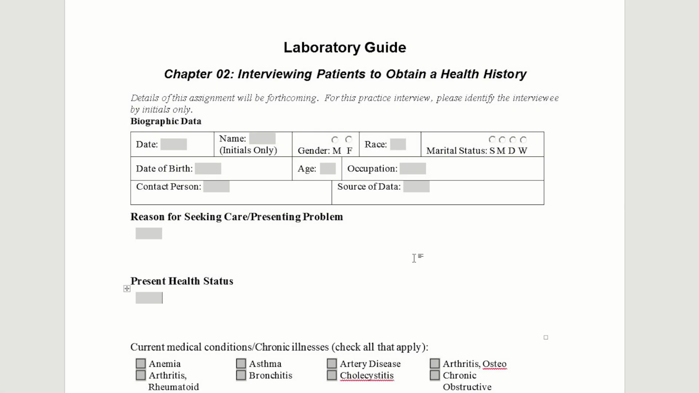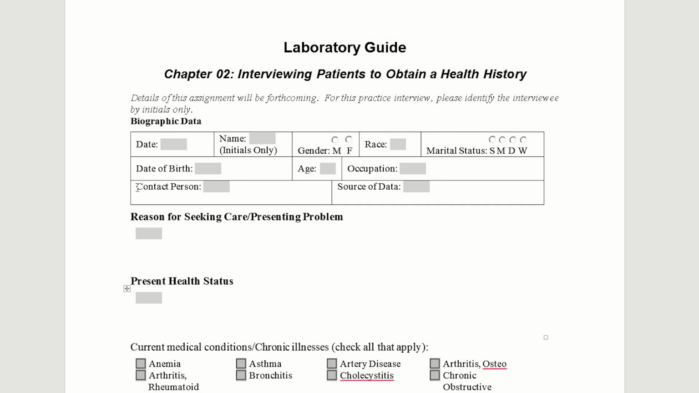So let's go over this assignment, that is obtaining a health history from your patient. This will be a practice interview. You can do it with one of your peers or somebody from your family. It is pretty self-explanatory, but I still wanted to go over a few key points here. For this practice interview, please identify the interviewee by initials only. Okay, so over here, initials only, not their full name.